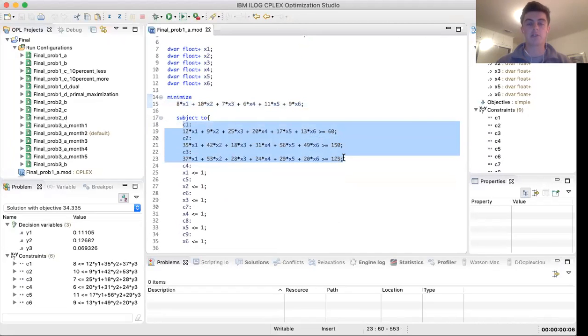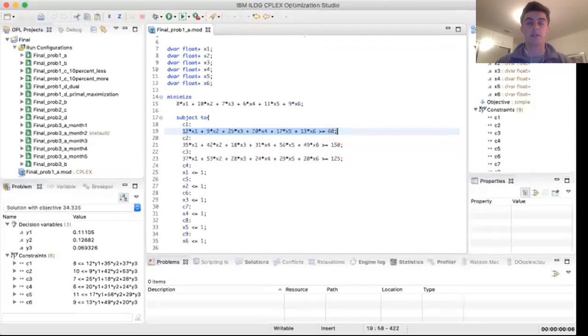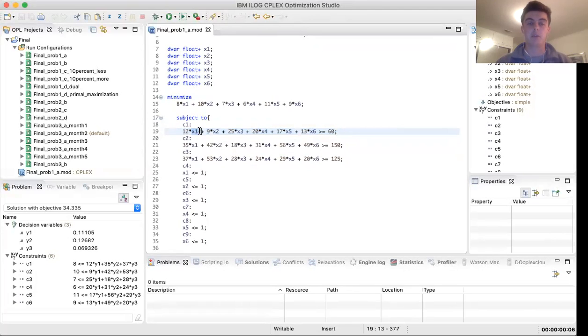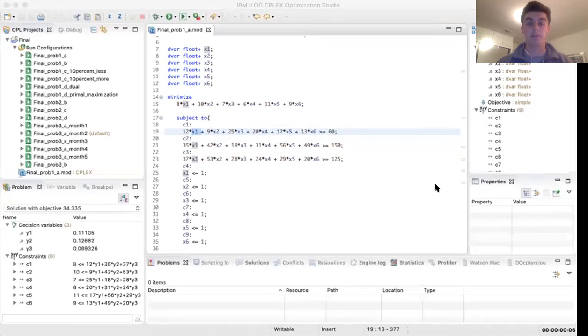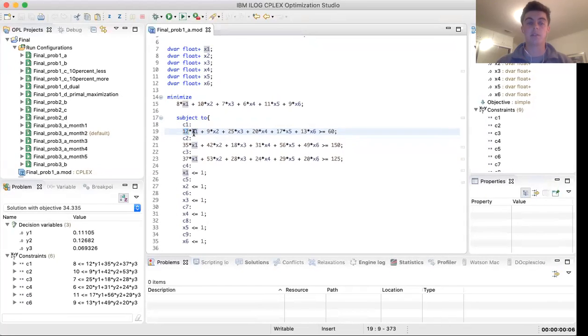The first 3 constraints all relate to how effective the city needs the clean air standards to be. This first constraint is for particulates. The reduction in annual emission of particulates needs to be 60 million pounds or more. X1, which I mentioned earlier was the taller smokestacks in blast furnaces, reduces particulates by 12 million pounds per year. So we need 12 million pounds per year from this plus 9 million pounds per year, and so forth, to be at least 60 million pounds per year for particulates.